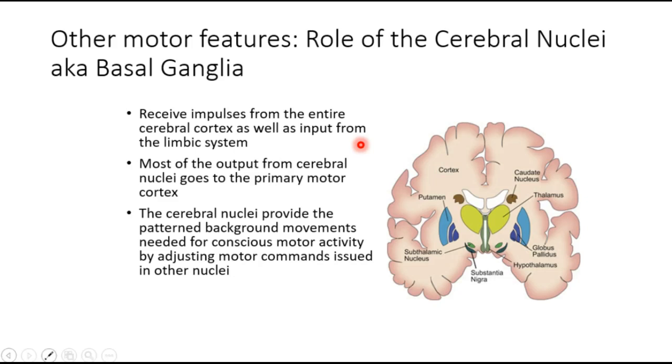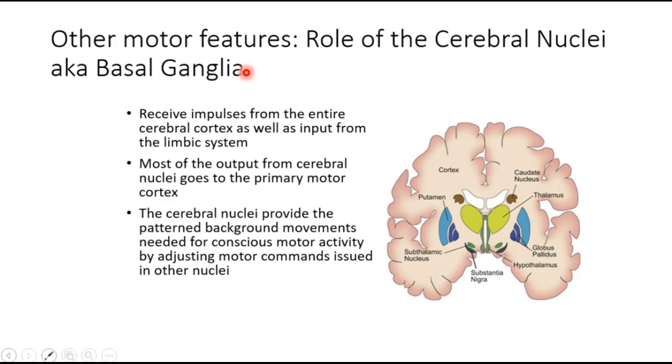Other motor features, which your textbook has referred to as the cerebral nuclei, which is a sort of modern terminology that is accurate. These are nuclei within the cerebrum because they're collections of cell bodies within the central nervous system. That terminology makes sense. But everybody you interact with who's 5 years older than you or was doing this 5 years ago is going to refer to those as the basal ganglia.